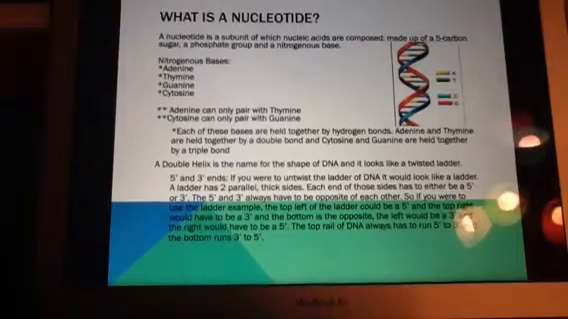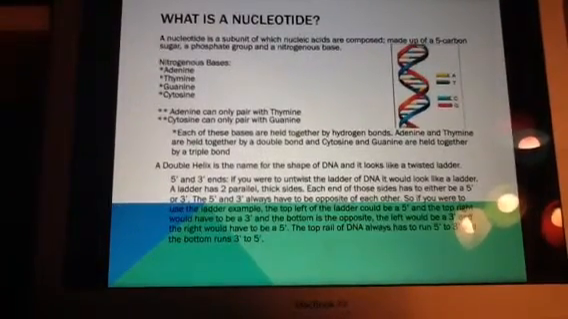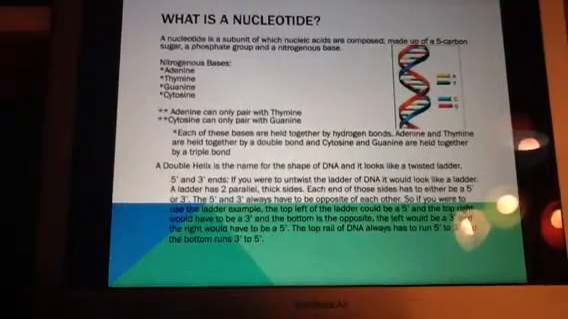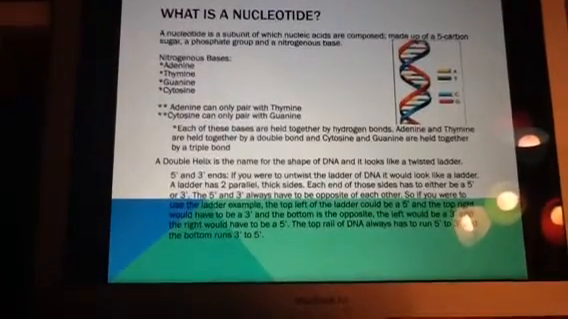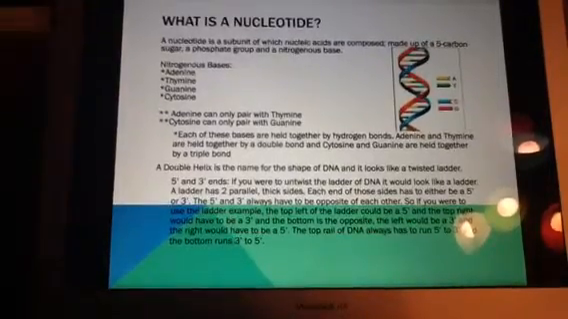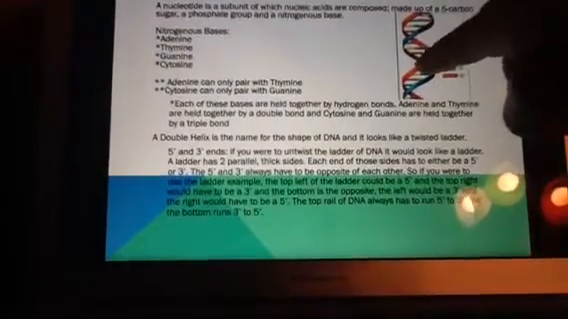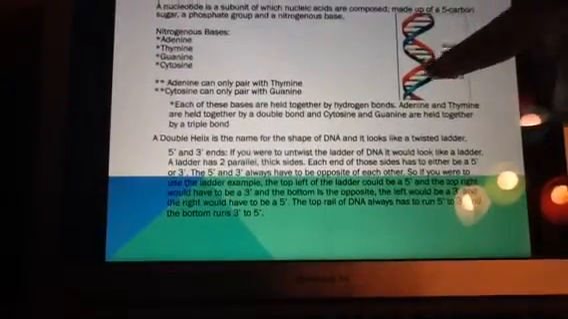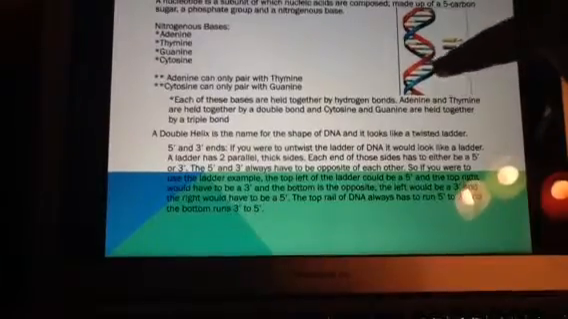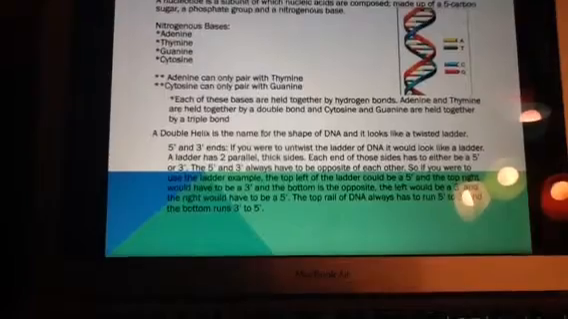The 4 types of bases are adenine, thymine, guanine, and cytosine. And adenine can only pair with thymine, and cytosine can only pair with guanine. Each of the bases are held together by hydrogen bonds. Adenine and thymine are held together by a double bond, and cytosine and guanine are held together by a triple bond. So you can see that right here in the rings of the ladder. The A is always paired with the T, and the C is paired with the G. And it doesn't show it, but there would be 2 in between the A and the T, and 3 between the C and the G.